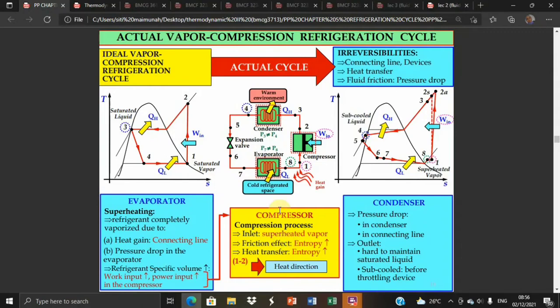The compression process 1 to 2 may be even more desirable than the isentropic compression process, since the specific volume of the refrigerant, and thus the work input requirements, are smaller in this case. Therefore, the refrigerant should be cooled during the compression process whenever it is practical and economical to do so.